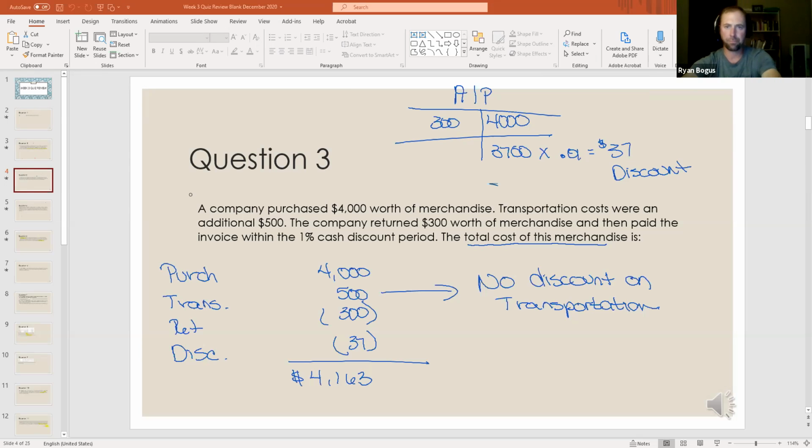Okay, so that's why the transportation is included there. We're just trying to figure out on the balance sheet, what would our inventory look like? And our inventory would look like $4,163 right now. Okie dokie. Next.